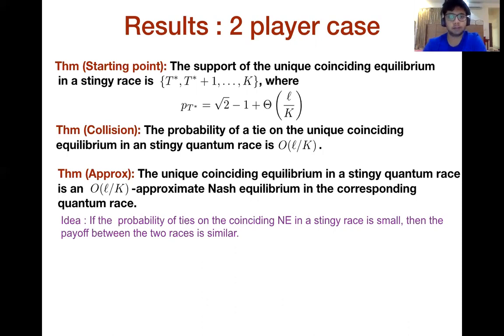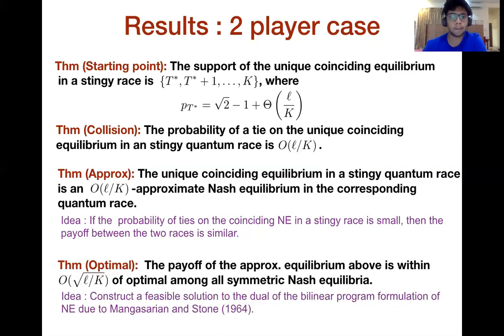the corresponding quantum race. The main idea is that these 2 games, the actual quantum race and the stingy quantum race, only differ in the cases of ties. And then we use the idea that the chances of collision is very low. So using these 2, we can prove this theorem. And next, we also show that the payoff of this approximate equilibrium is very close to optimal among all possible symmetric Nash equilibria of this game.